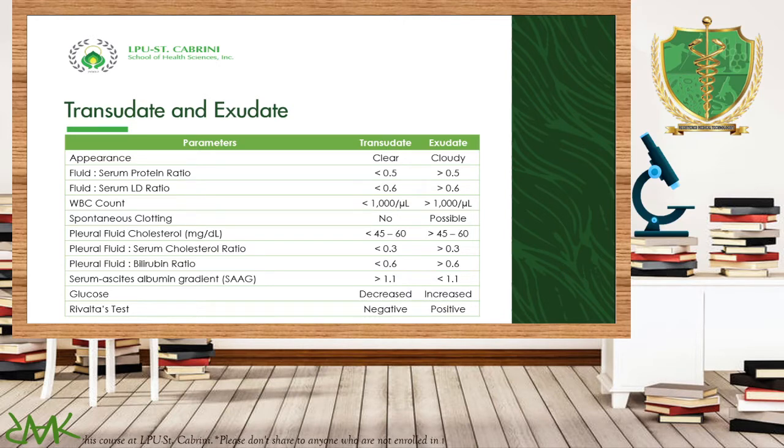Next, glucose is decreased in exudate while it is normal in transudate. This is the Rivalta's test I mentioned a while ago. In Rivalta's test, an exudate is positive. There will be a heavy precipitation, and that heavy precipitation is an indication that the fluid is an exudate.